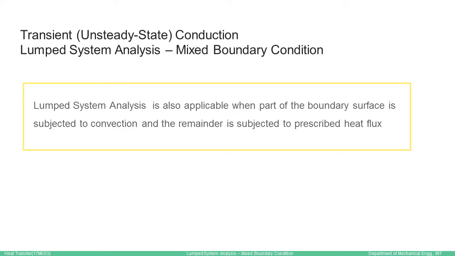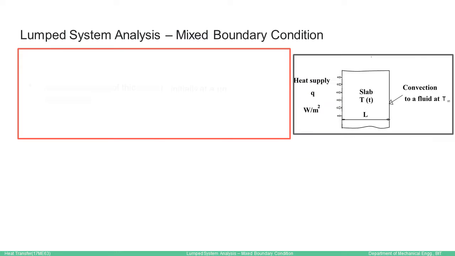So it is not only convection heat loss from the body or to the body, but there is a surface which may be subjected to convection heat transfer and the remaining may be subjected to prescribed heat flux conditions. We have this lumped parameter solution for mixed boundary condition.